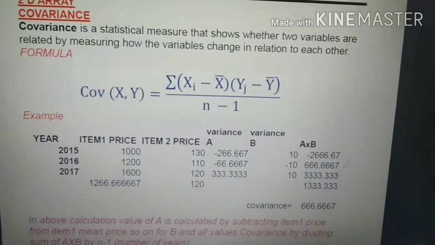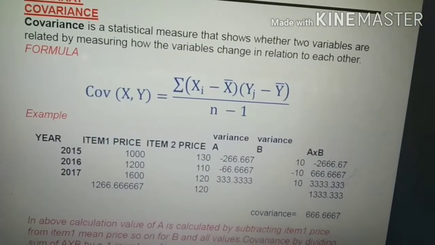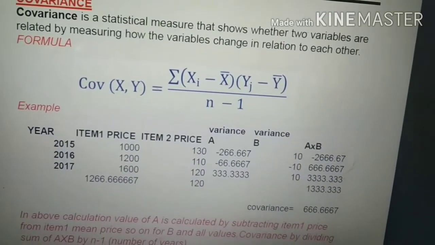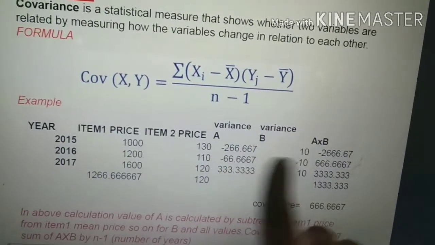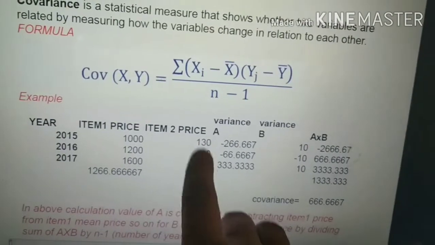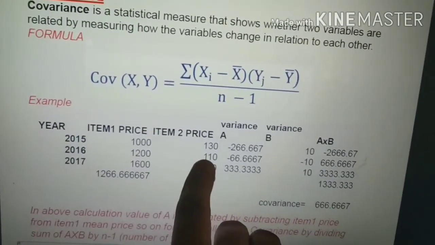Now they have given a table. In that table, first you have to calculate the mean. That they have done. After calculation of the mean, each and every item is subtracted by the mean, and then variance is coming for A as well as for B. You can see this. Mean is this one. Here mean is this one. For item 1 and item 2, they are talking about two different items.